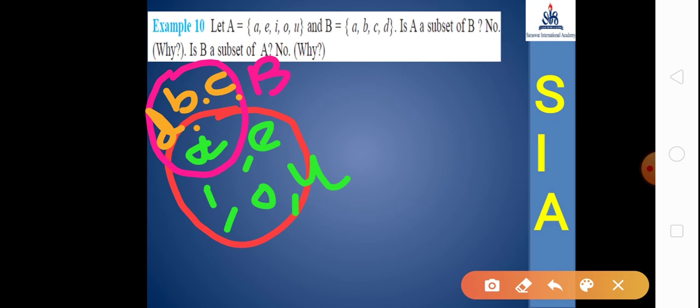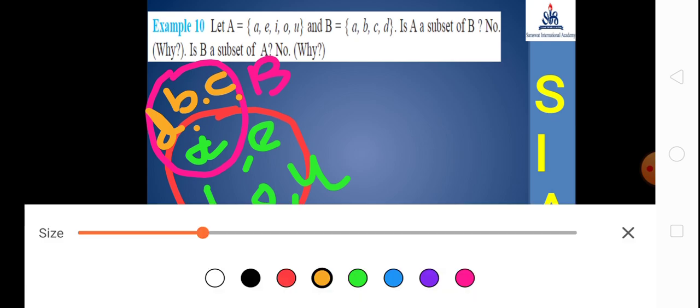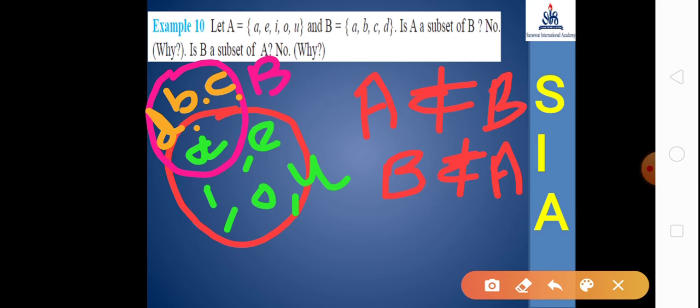So my answer finally: we can show A is never a subset of B, and B is never a subset of A. That's your final answer. This is not a subset. Okay, done. Next one.